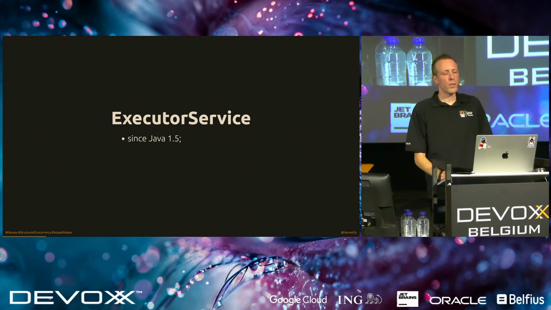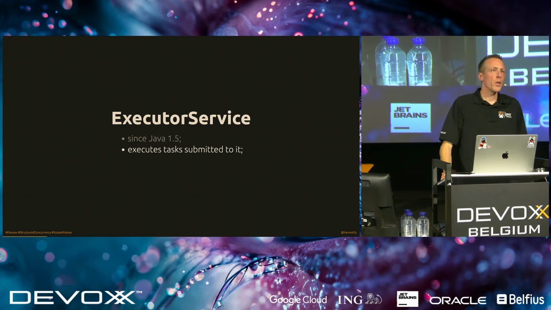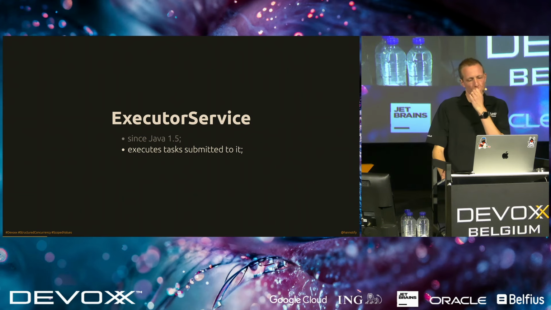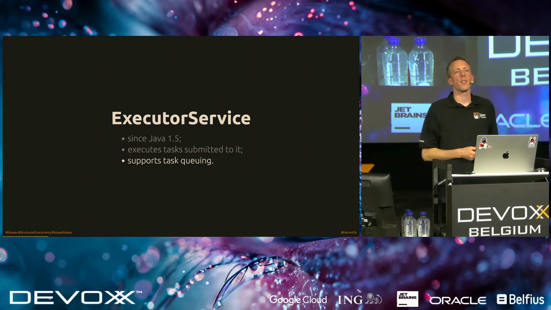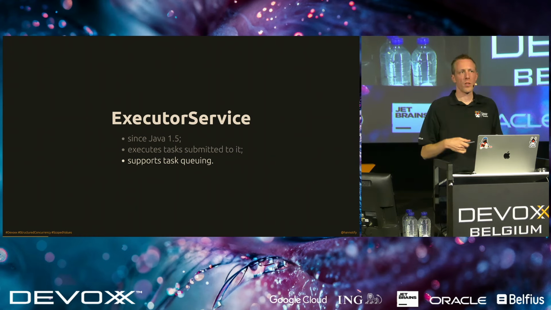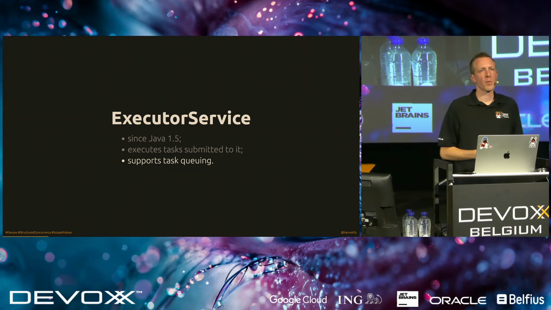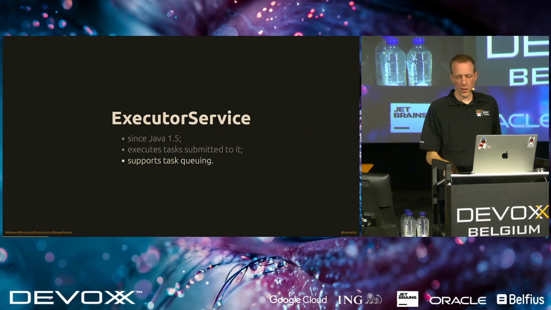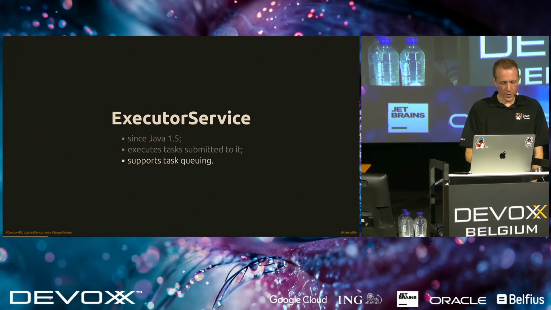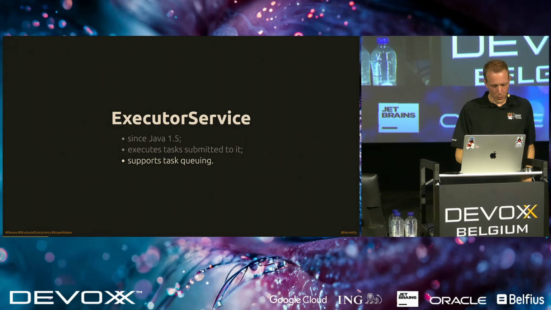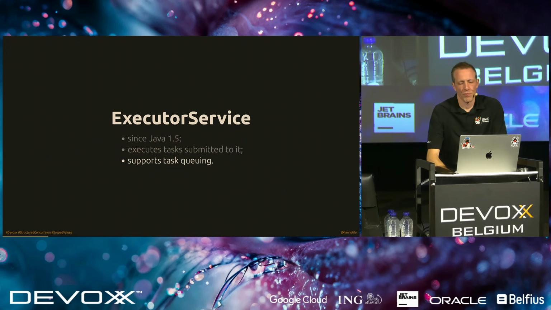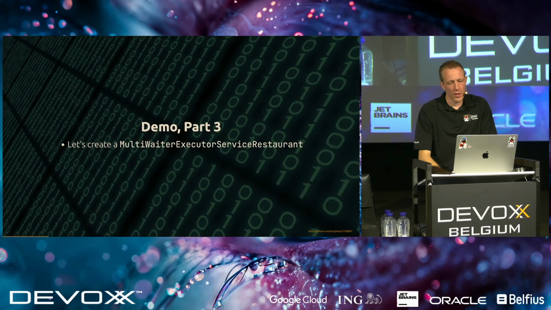So we can use that in Java 1.5, and it can execute tasks that are submitted to it. And it also supports task queuing, so you can submit a lot of work to it, and it can decide for itself when it's going to perform that work. Put it in a queue, and see whenever there will be time and space to execute the stuff that you submit to it. Okay, so that looks cool. Let's try that out and create another multi-waiter restaurant, but then run by an executor service.